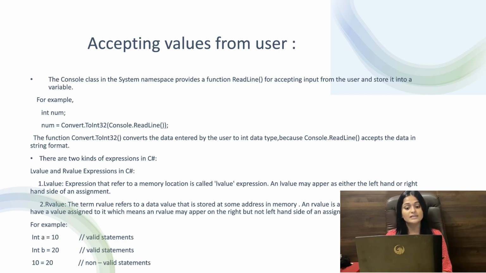The first one is L value and the second one is R value. So firstly, we should understand what exactly R value and L value do. An L value expression is a value which may appear on either the left hand side or the right hand side. But an R value expression may appear on the right hand side, but it won't appear on the left hand side.